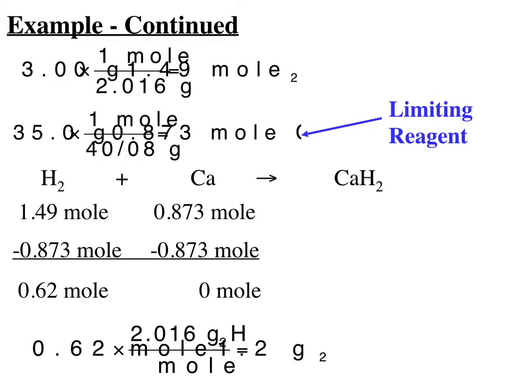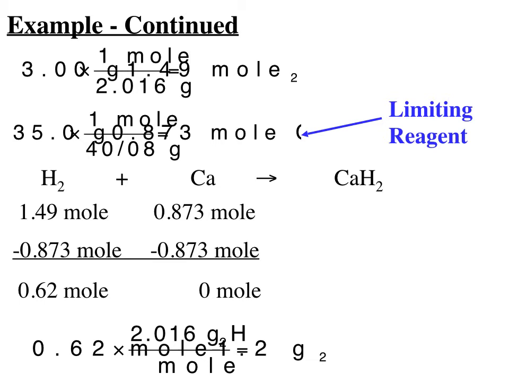We first take our 3 grams of hydrogen, use the molar mass of H2, notice, and I find I had about 1.5 moles of hydrogen. My 35 grams of calcium, divide by its molar mass. I find that I have 0.873 moles of the calcium. And of course, from those numbers, because the stoichiometry is 1-to-1, the calcium is the limiting reagent.